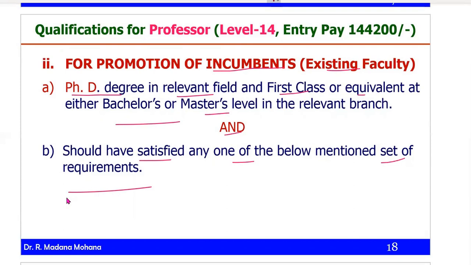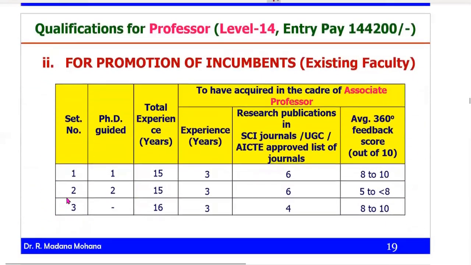So sets of requirements need to be satisfied. Here the following table shows the sets of requirements. Three sets are there. Set 1: first PhD guided with the minimum 1, then total overall experience is 15 years, then at associate professor level minimum 3 years of experience, then number of publications 6 in SCI or UGC or AICTE approved list of journals, then average 360 degrees feedback 8 to 10.